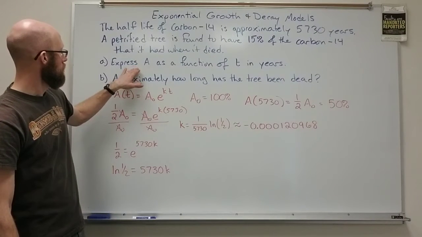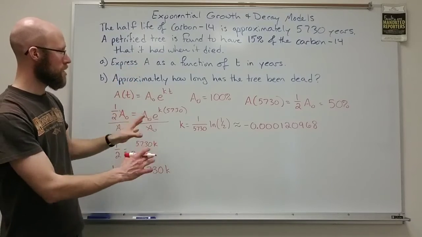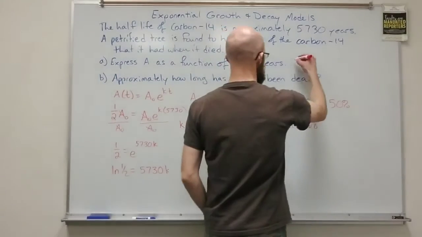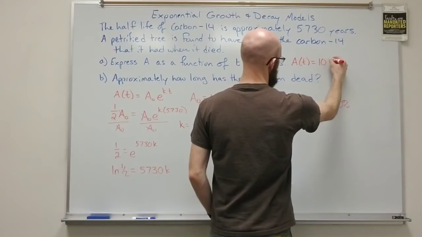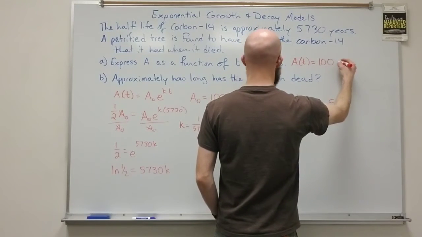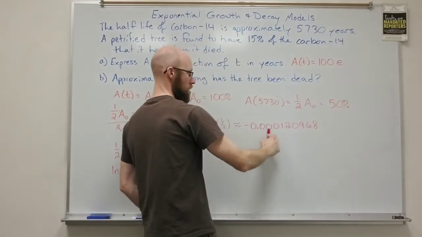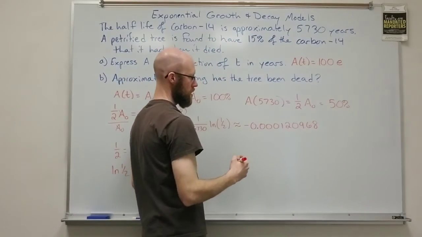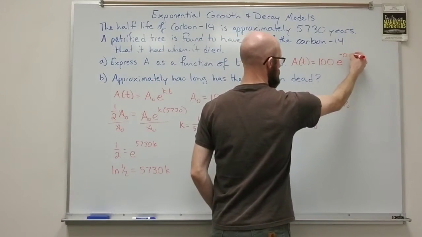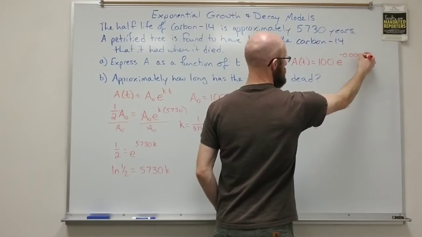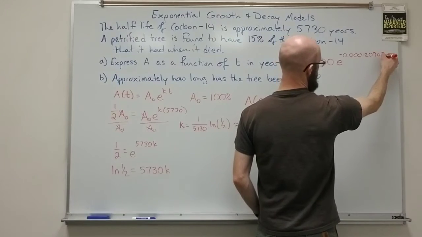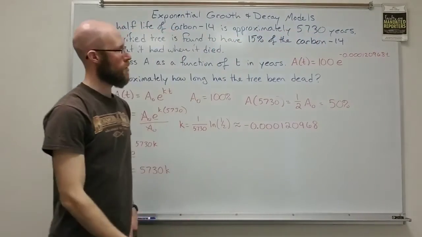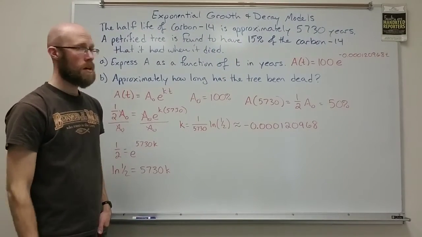So for part A then, to put all this together, I would say that A of t equals 100 times e to this times t power. So negative 0.000120968t power. Okay, there's our model.